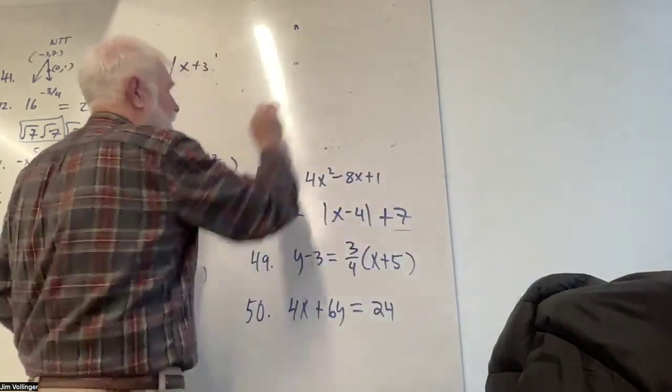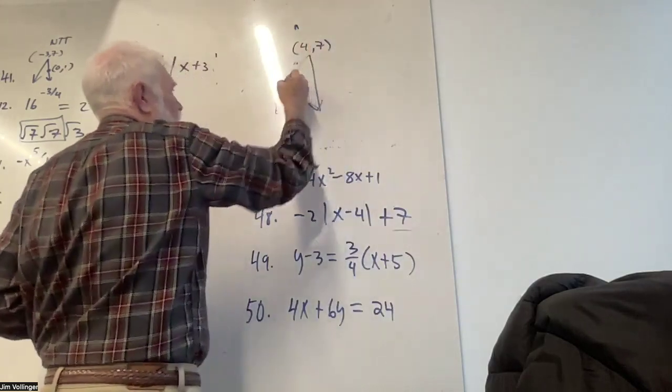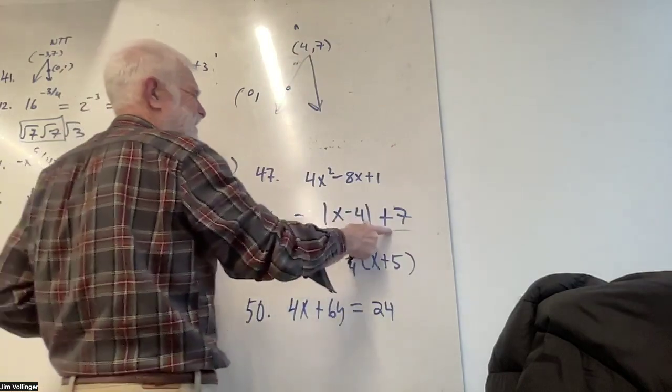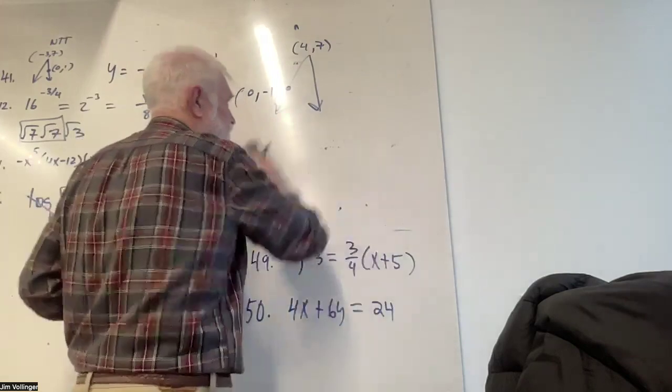So I got a V-shape down, passing through 4, 7. My y-intercept's on the left. I'll put a 0 in. That makes this negative 8 plus 7, negative 8 plus 7, negative 1. All right, it takes care of those.